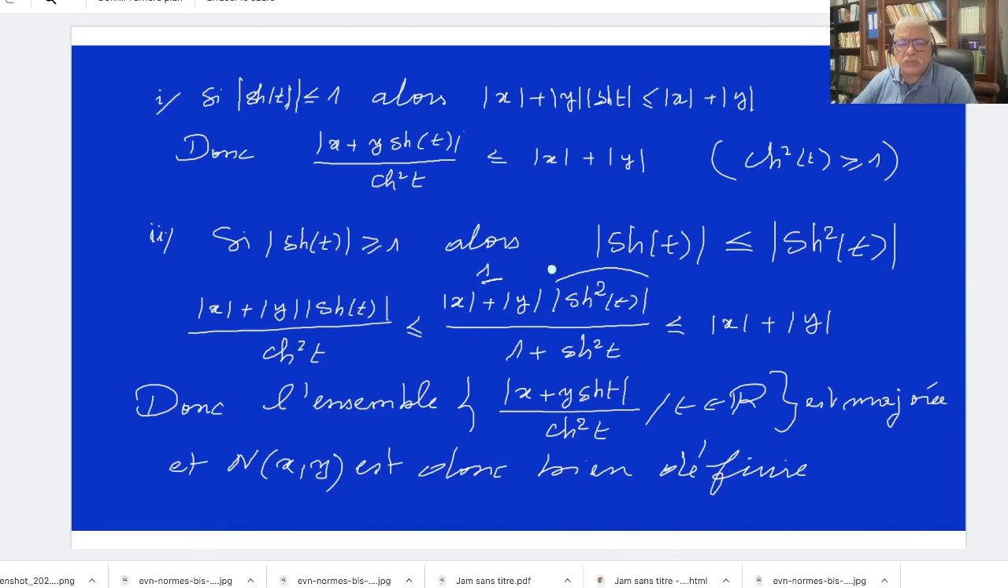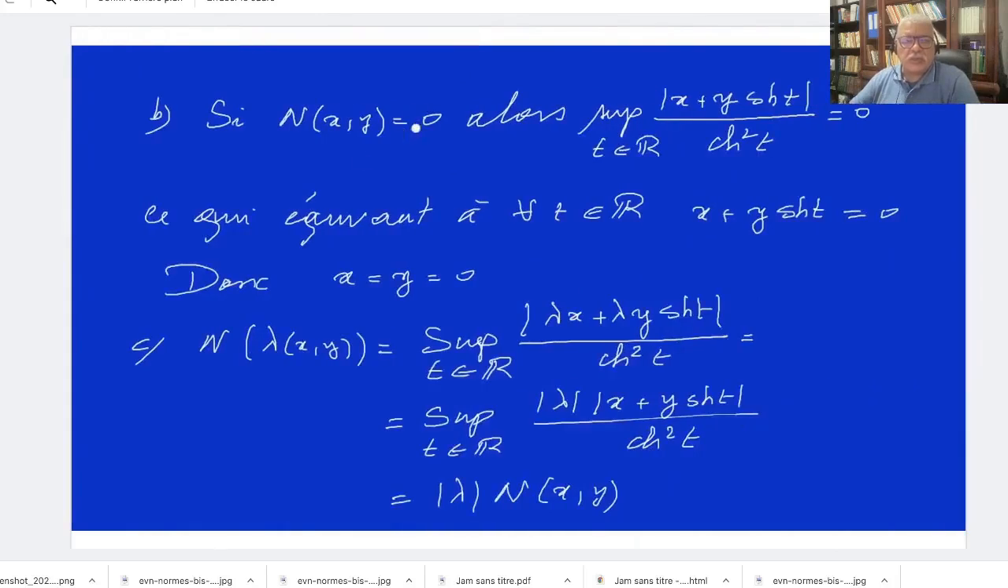This bound is therefore valid both when the absolute value of sh of t is less than or equal to 1, and when the absolute value of sh of t is greater than or equal to 1. The set in question is therefore bounded. Consequently, it admits a supremum, which confirms the fact that n is well defined. It remains to verify the three properties we mentioned at the beginning.